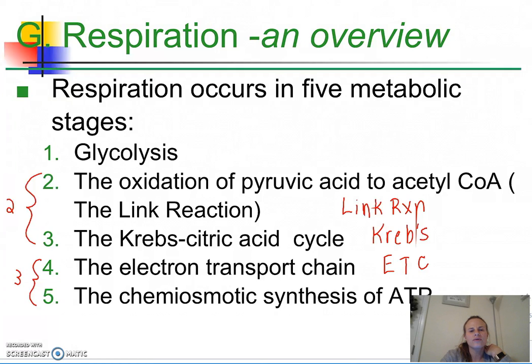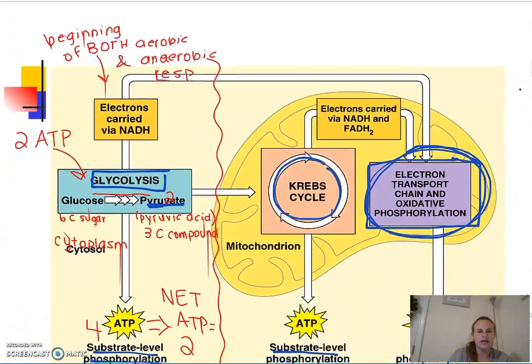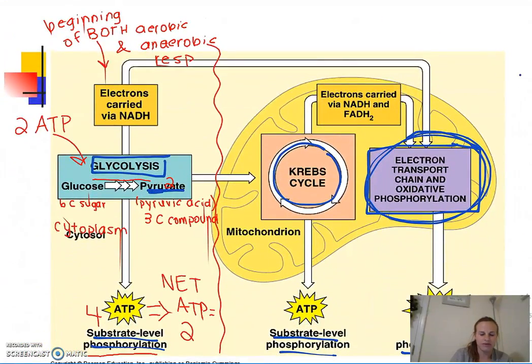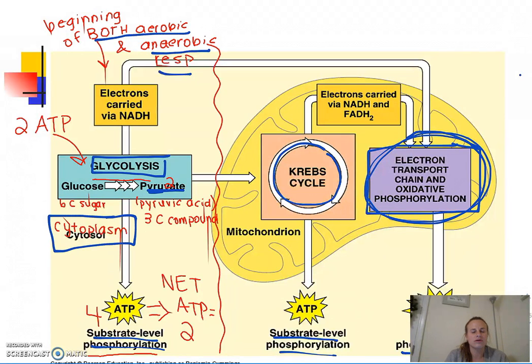Today I'd like to go through the details of glycolysis with you. Yesterday we looked at an overview of cellular respiration and we mentioned that it occurs in 5 metabolic stages, the first of which is glycolysis. So glycolysis is actually the beginning of both aerobic and anaerobic respiration. So it's going to occur in the cytoplasm or the cytosol because all organisms have a cytoplasm.